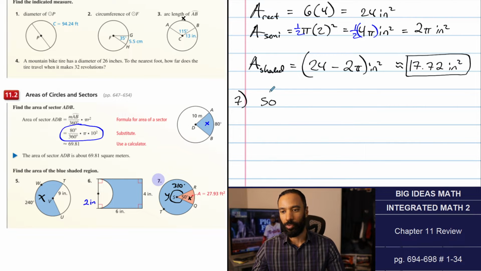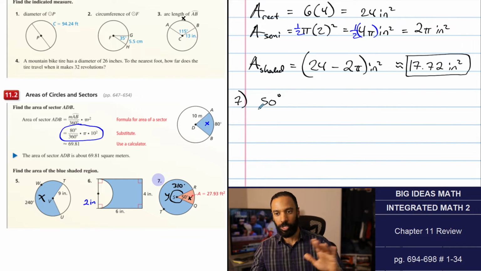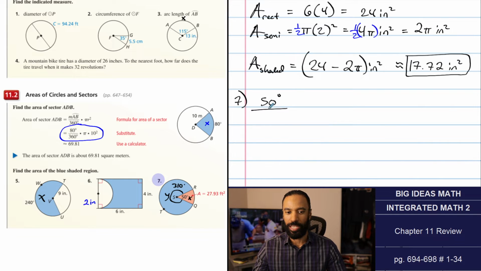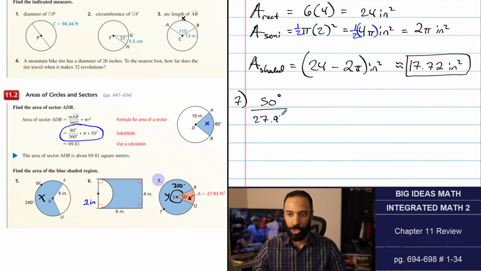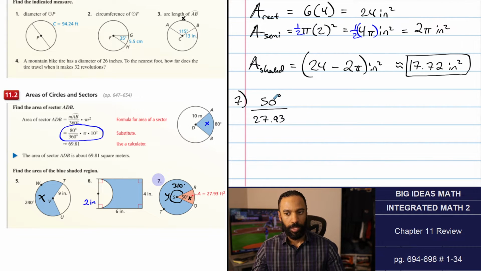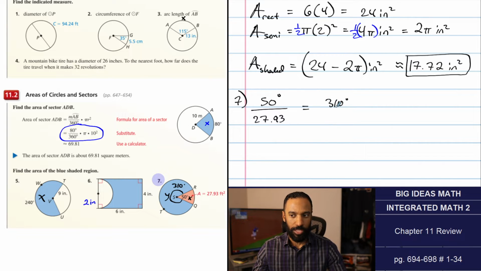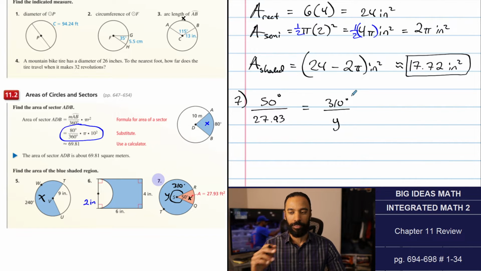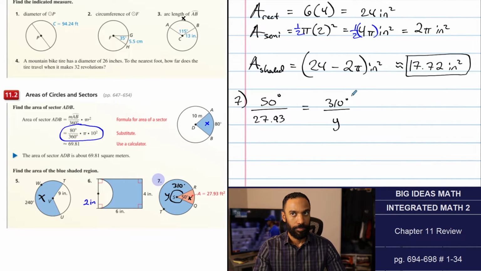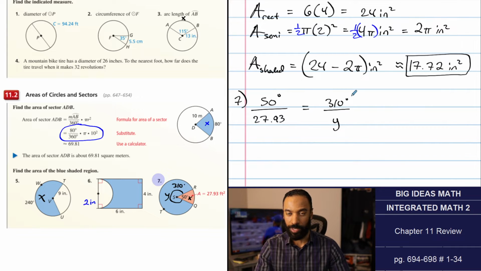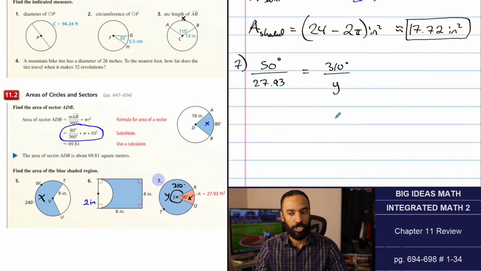So 50 degrees, I'm going to do it this way. I'm not going to do degree over degree. I'm going to say 50 degrees is to the area of the red region, 27.93 square feet, right? Those are in proportion with each other, just as 310 degrees is to the area of the blue. I'll just call that Y, the area of the blue portion of the region. I skip the radius completely by doing this. I don't need the area of the entire circle. They just want the area of the blue. Let's do that.